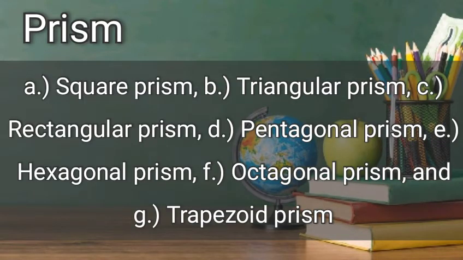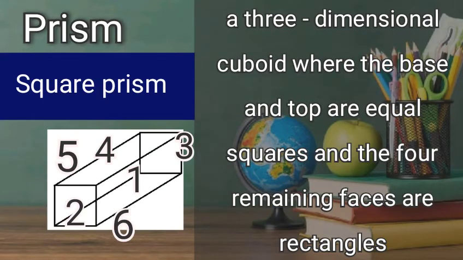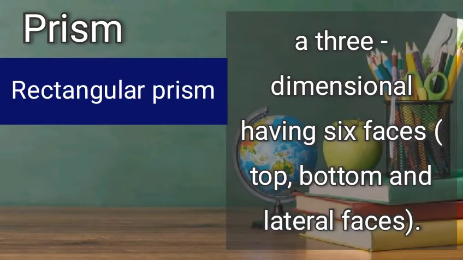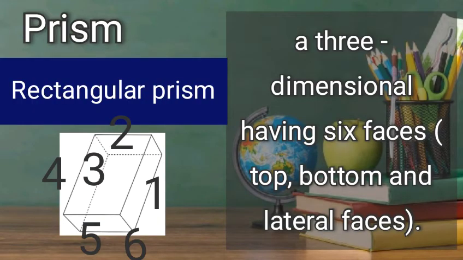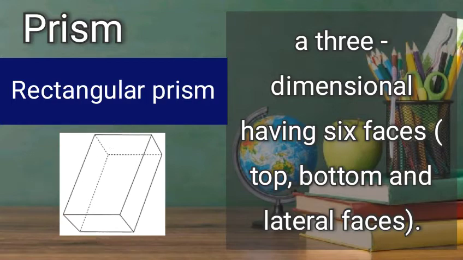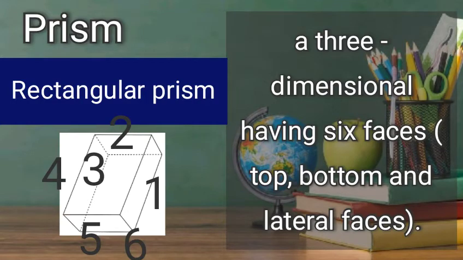The different kinds of prisms are the following. A square prism is a three-dimensional cuboid where the base and top are equal squares and the remaining 4 faces are rectangles. A rectangular prism is a three-dimensional shape having 6 faces. Top, bottom, and lateral faces of the prism are rectangles, such that every 2 opposite side faces are identical. It is also known as a cuboid.